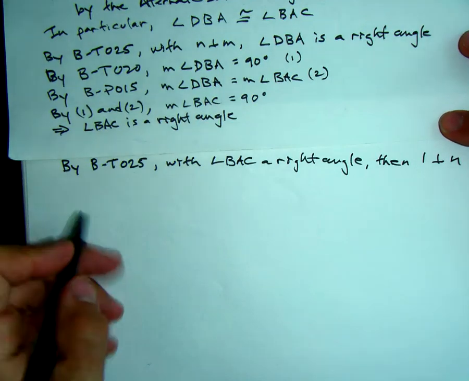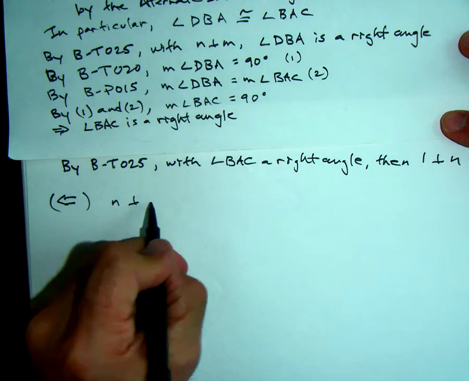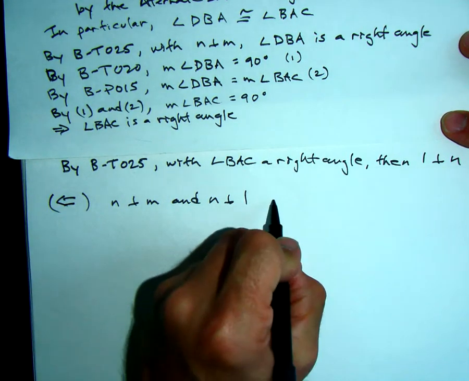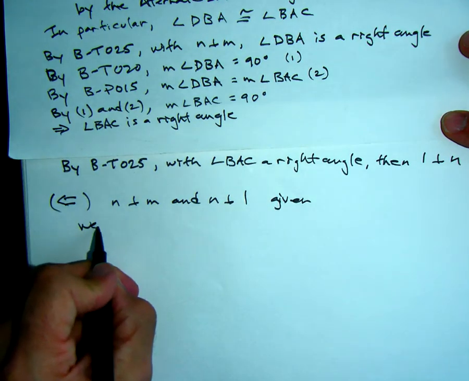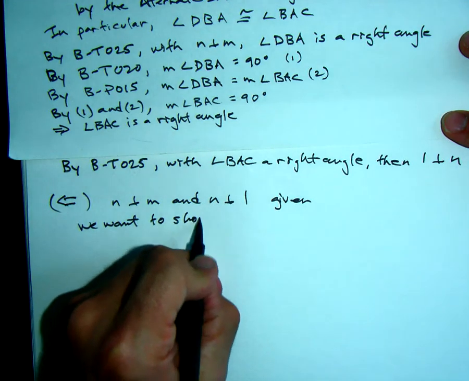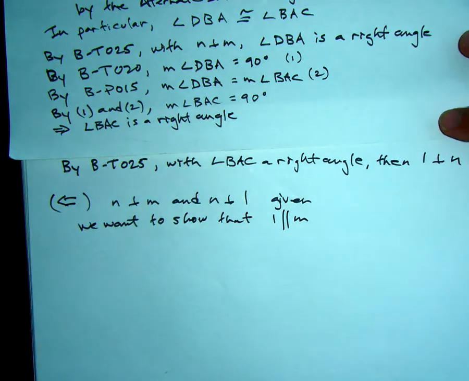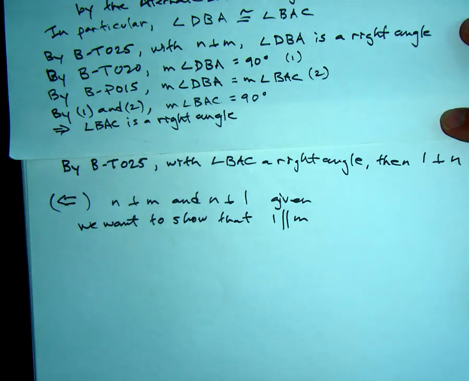Now again, we're going this direction, and I'm going to say that N is perpendicular to M, and N is perpendicular to L, and that that's given, and that we want to show that L is parallel to M. I think this both helps with writing the proof well, as well as making it easy for the reader to know, okay, here's what we're starting with, this is where we want to end up.